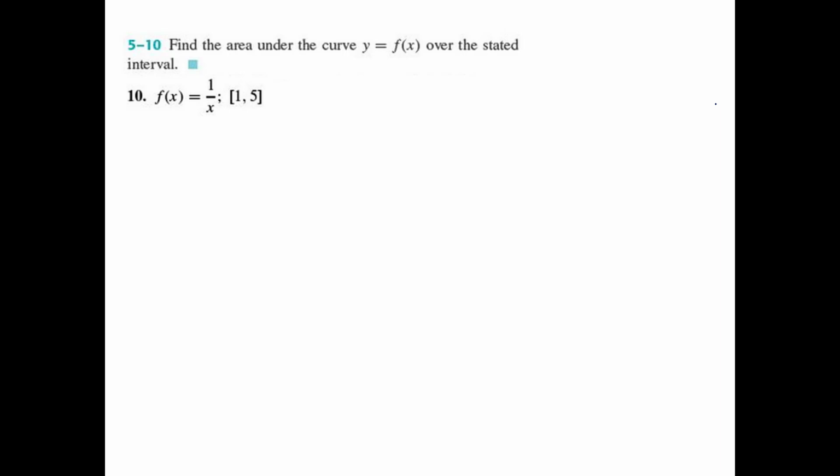Find the area under the curve y equals f of x over the stated interval. So 1 over x is just the hyperbola. We're taking the area from 1 to 5. We want to find this area right here. Again, what finds the area is the definite integral, from my left limit of integration, 1, to my right limit, 5, of f of x, 1 over x dx.